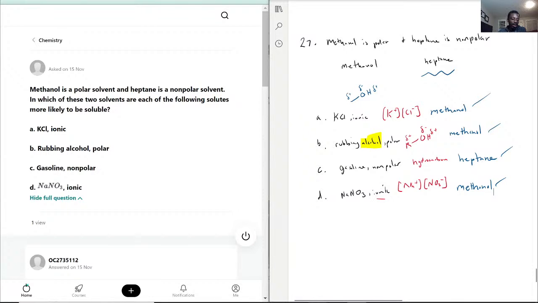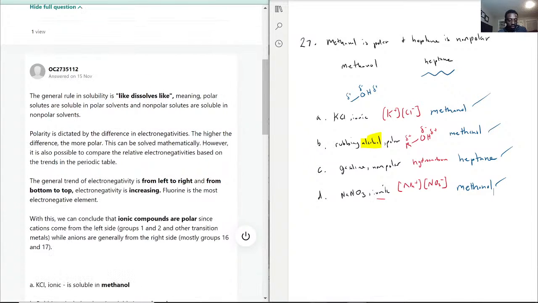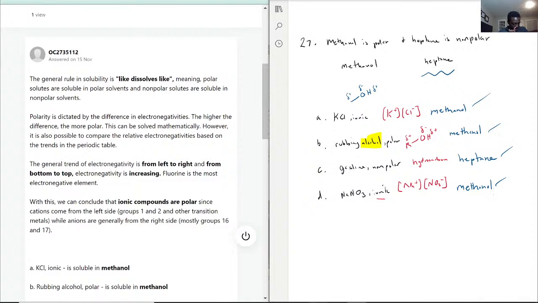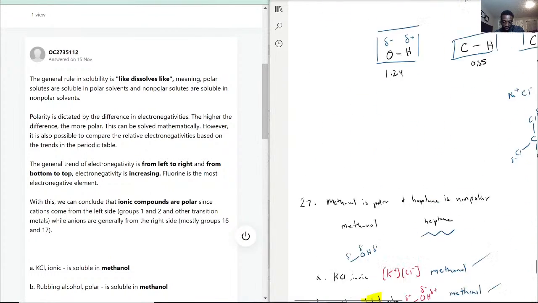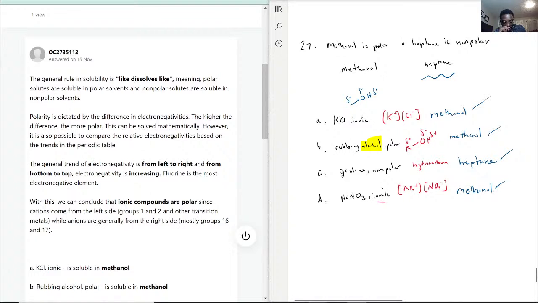Okay, let's see what they got. Exactly, they mentioned like dissolves like, which is what we discussed when we said that we want polar to be with polar. Polarity and differences in electronegativities, we definitely mentioned that as well. We used a previous question to help us answer that, and we know that heptane is a non-polar molecule because it's only filled with non-polar bonds. And methanol is a polar molecule. They mentioned the trend of electronegativity, which is what we saw here.